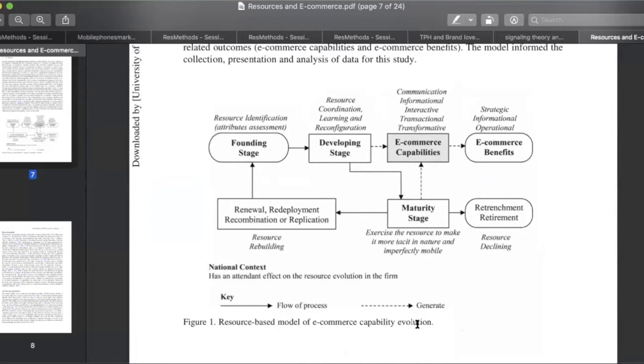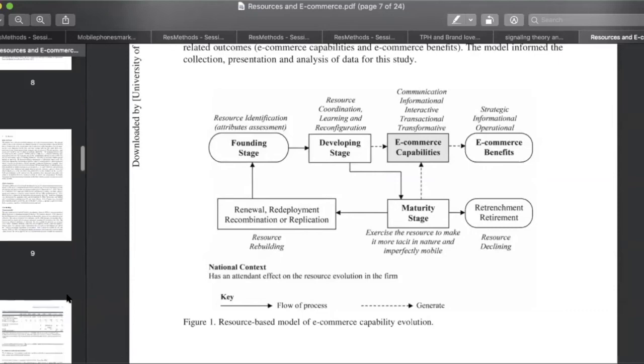Now, he has named the model according to the work he is doing. This is a different level. Look at the name he gave it: resource-based model of e-commerce capability evolution. Boateng has named the model, meaning that there was no existing model called that. But his naming came from resource-based theory. So he's saying that this model I have here is based on the resource-based theory, and I'm going to test it.